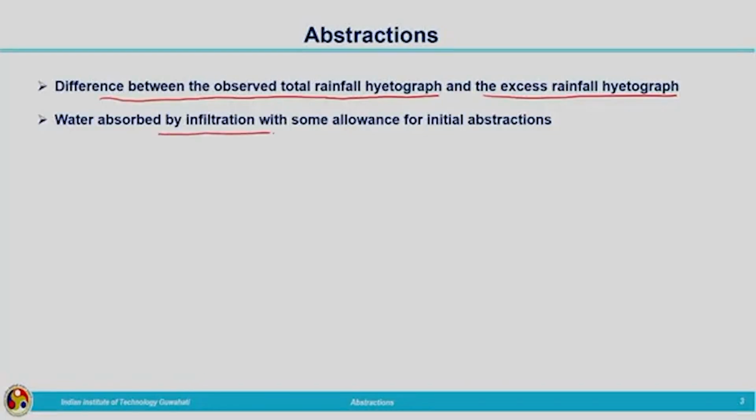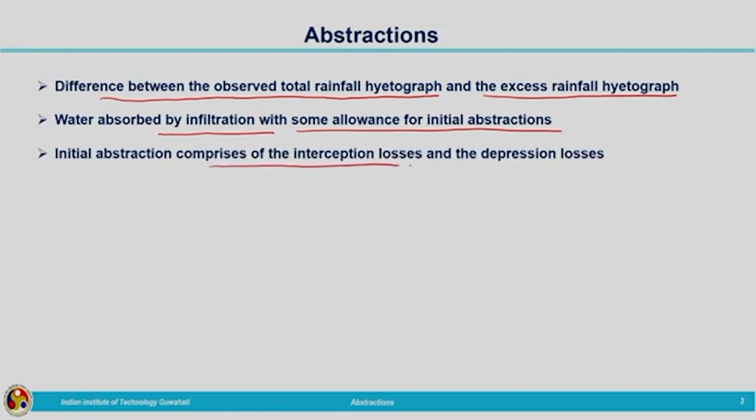Water absorbed by infiltration, with some allowance for initial abstractions. Initial abstraction comprises the interception storage and the depression storage. Whenever rainfall is occurring, initially some amount of water will be stored on the plant leaves and vegetation. This is termed the interception storage. Sometimes on the ground surface we have many depressions, so water will be stored in the depression storages, and only after satisfying that storage will it contribute as direct runoff. So, initial abstractions are considered as the interception storage and the depression storage.